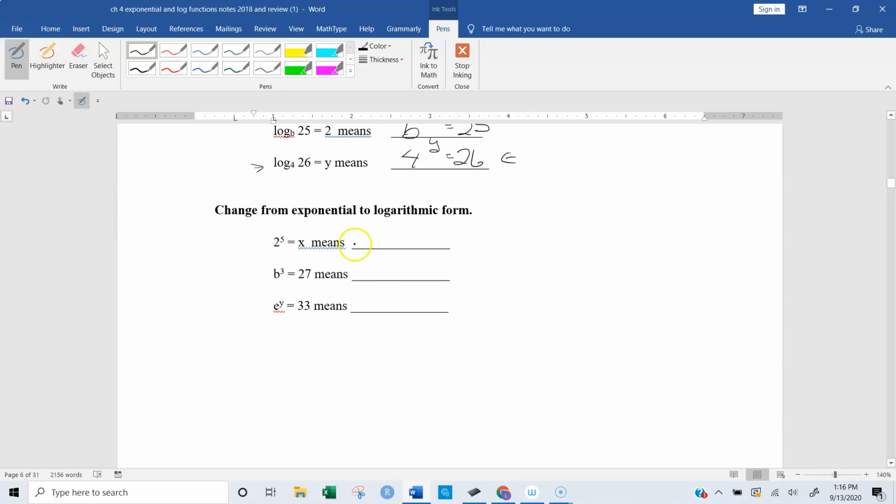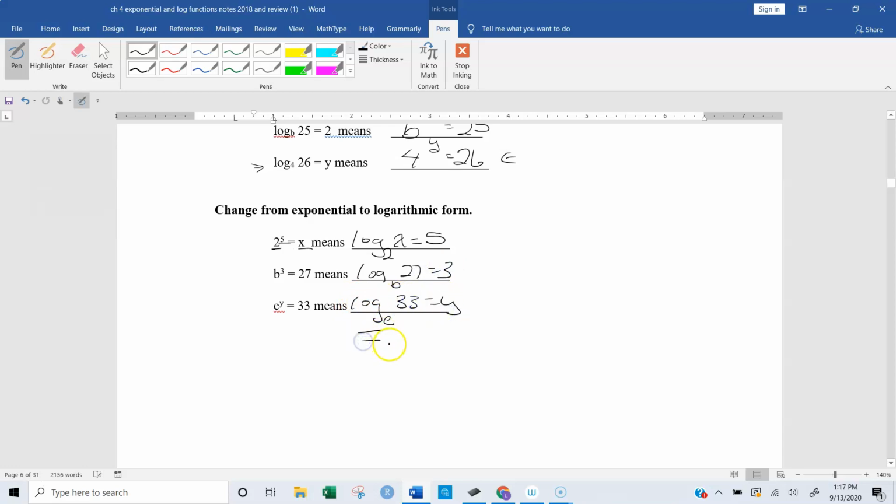Okay, now we got to go backwards. How do we rewrite this? So we start off with log. Okay, the base, well, the base is 2, of the answer equals the exponent. Okay, pause and do yours. So you should have had log base b of 27 equals 3, and then you should have had log base e of 33 equals y.